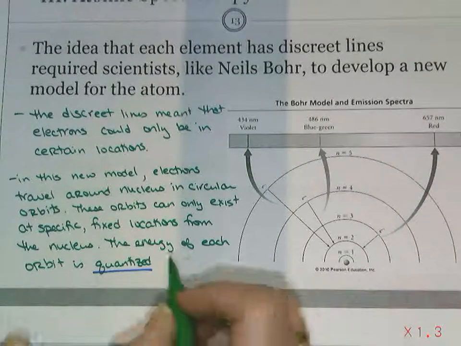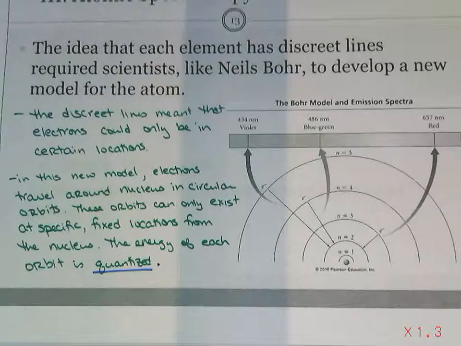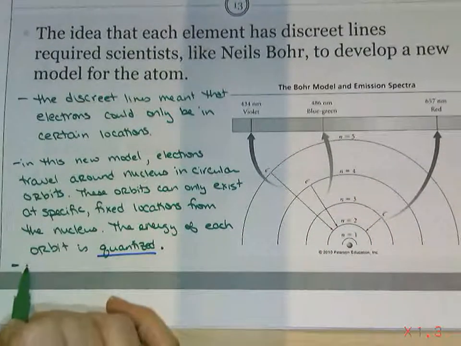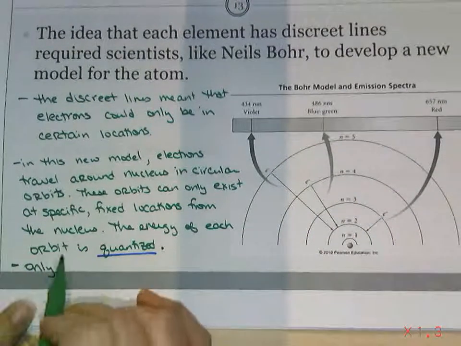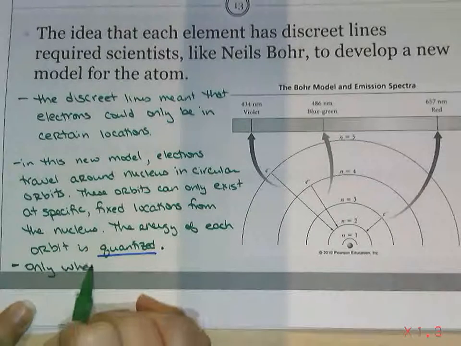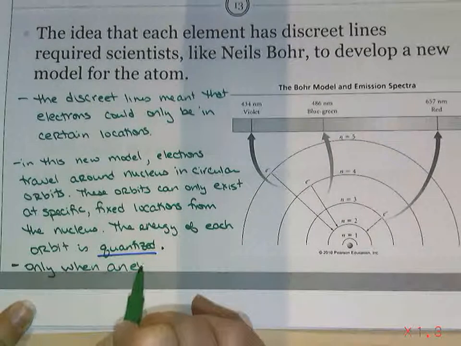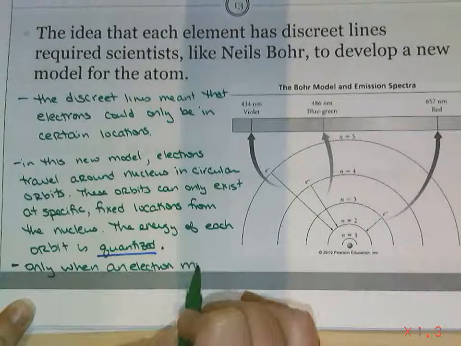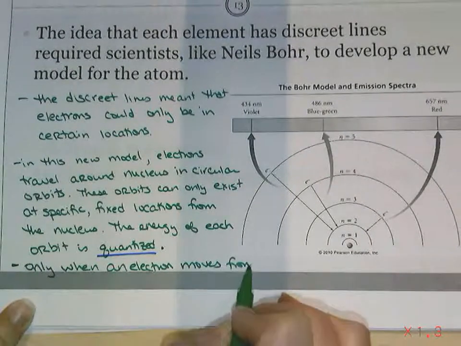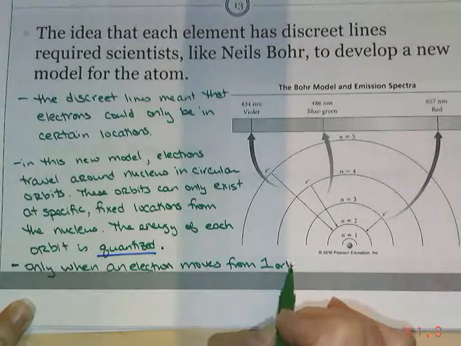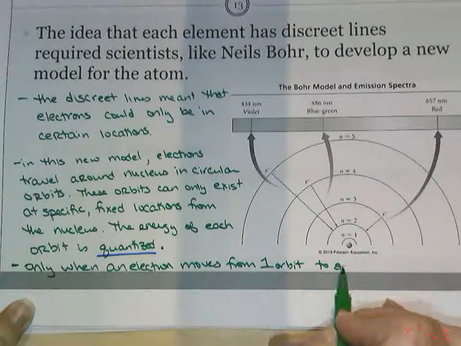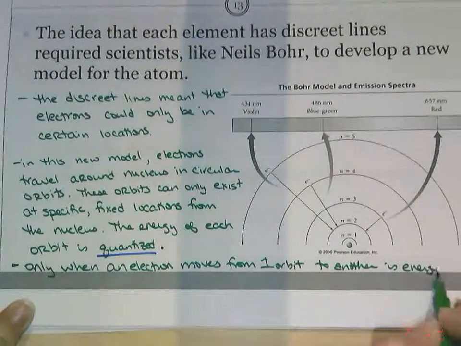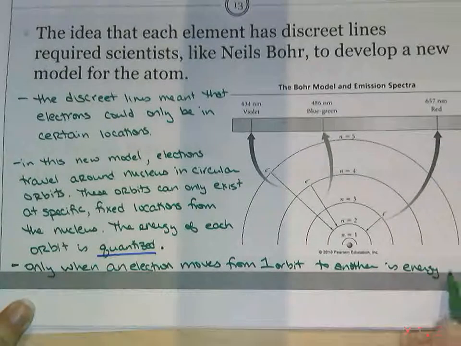All right, so now we have our energy of the orbit that's quantized. Only when an electron moves from one orbit to another is energy emitted or absorbed.